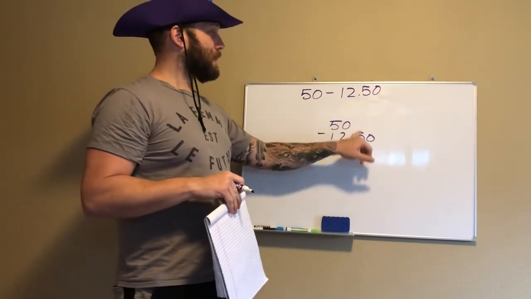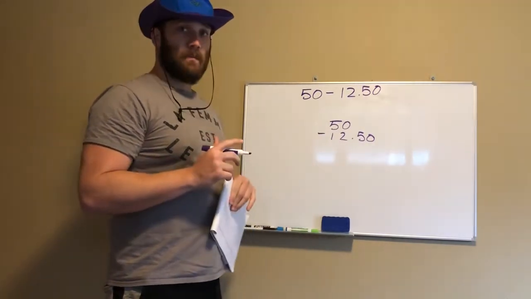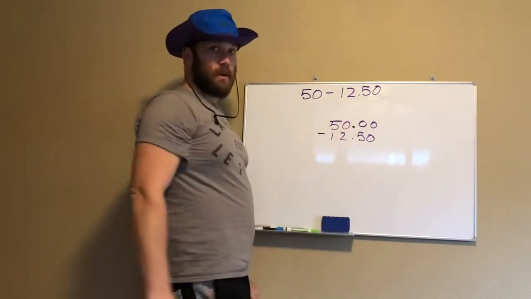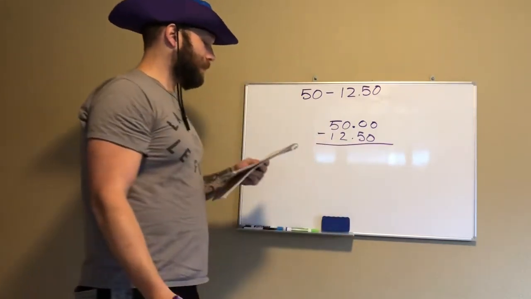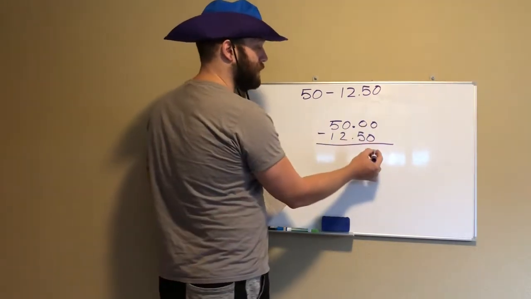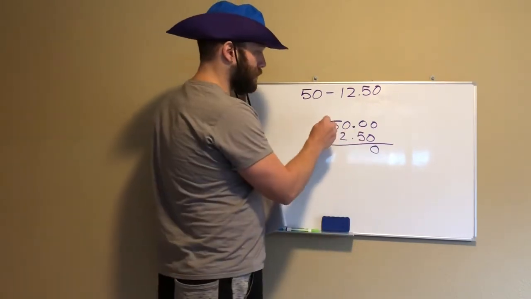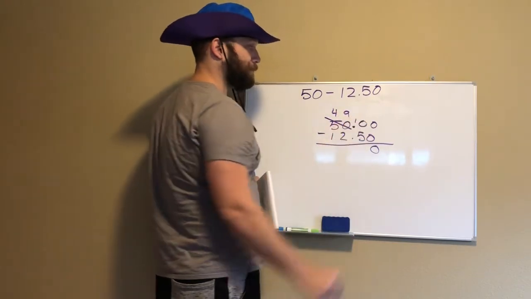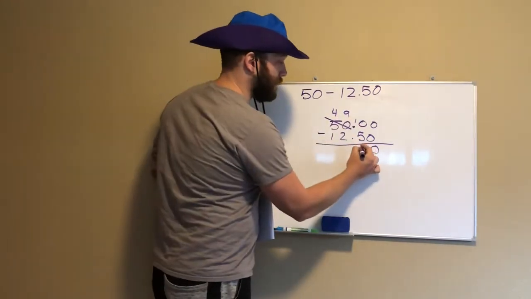Notice there's a big gap here. How am I supposed to subtract something if there's nothing there? We've talked about this in class. 50, you want to fill it in and add 0 hundredths there. Now we can solve it. Because what is 0 minus 0? It's 0. Now I can't do 0 minus 5. So what I'm going to do, I'm going to cross this out and make it 49 and add 10. So now I have 10 minus 5, which is 5.